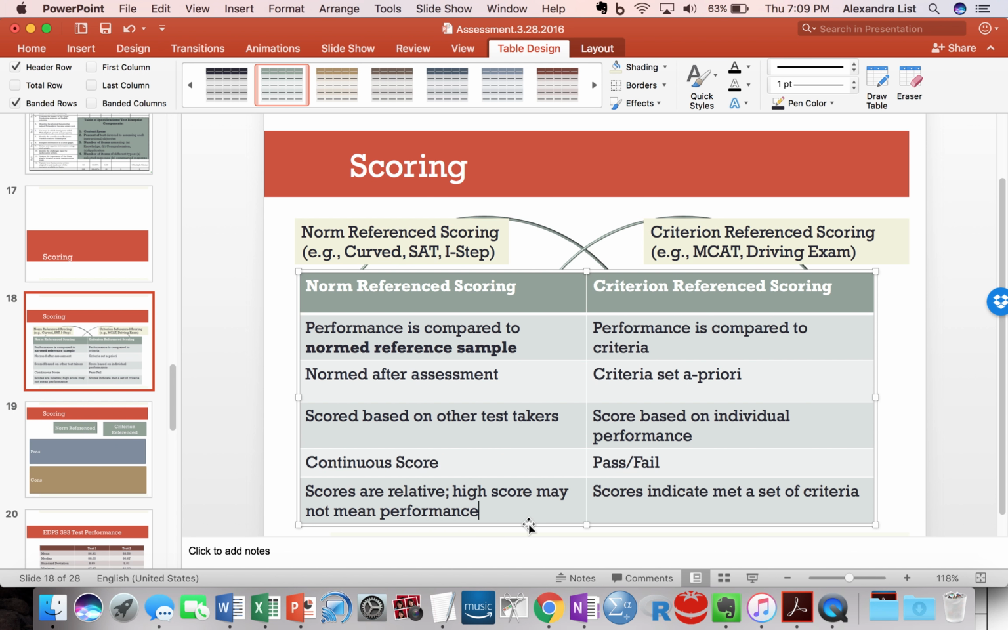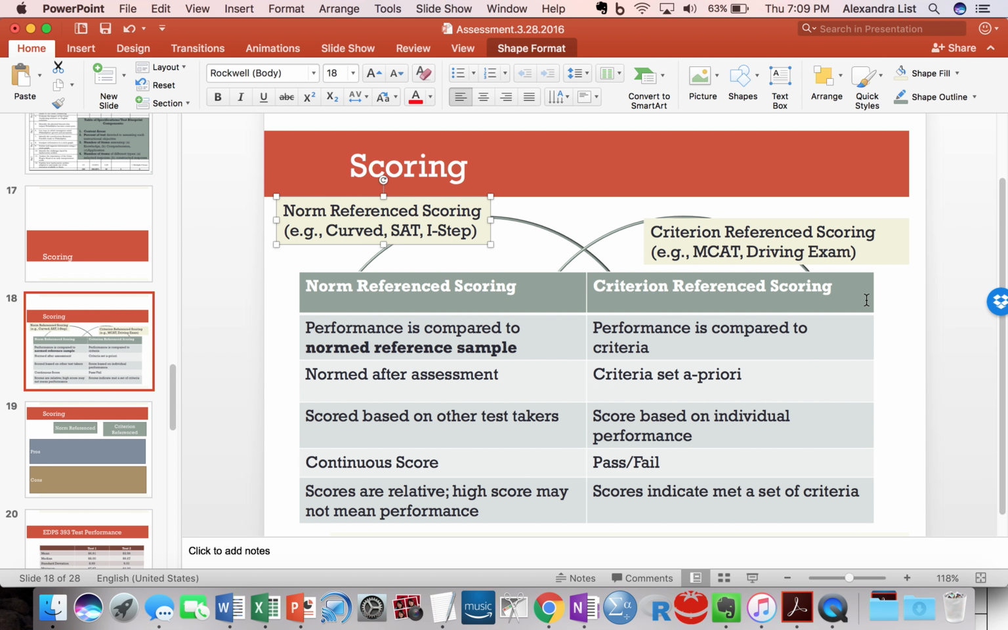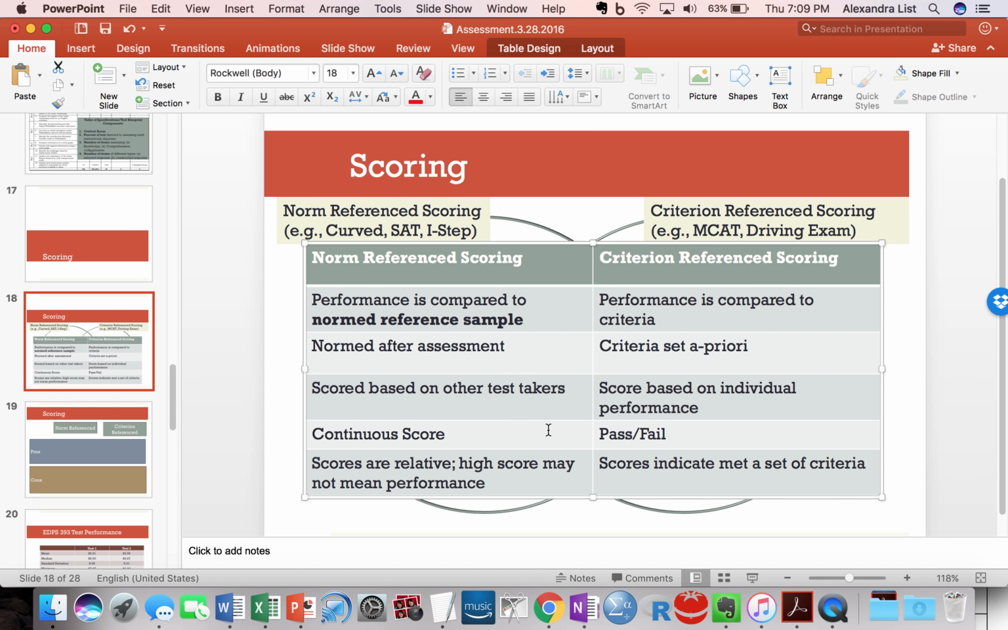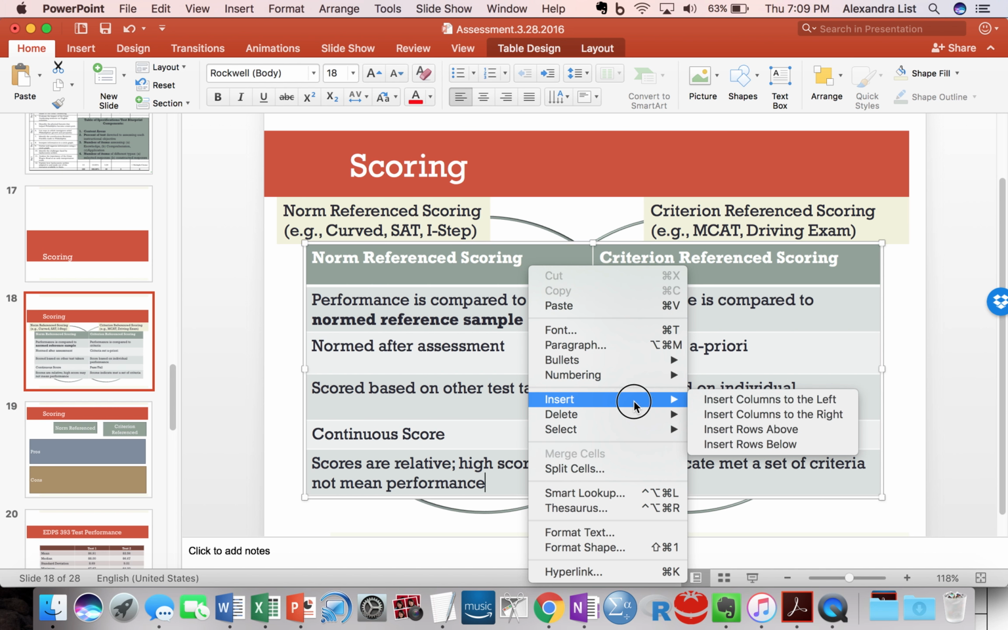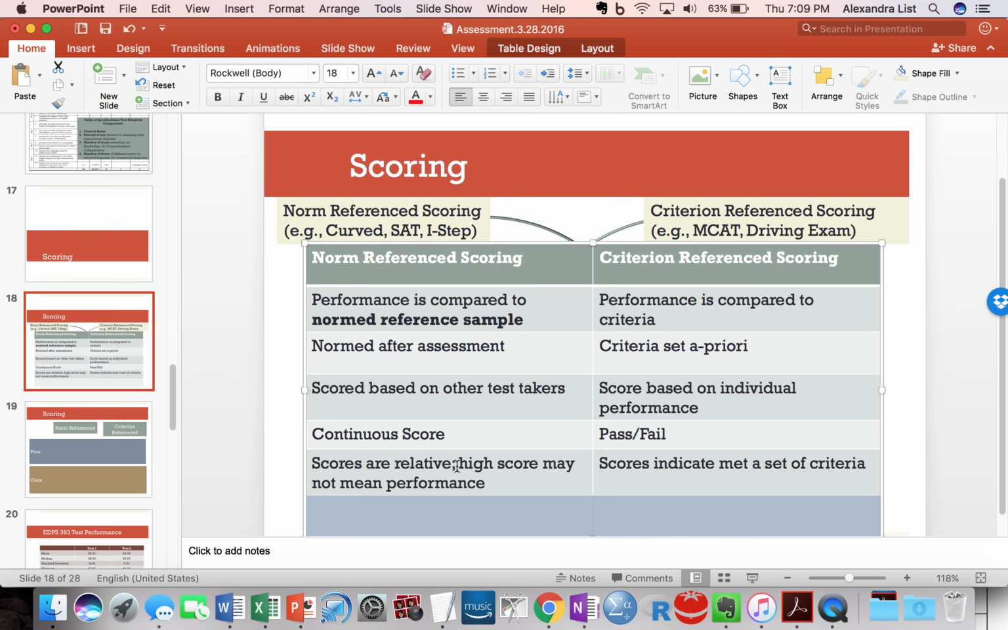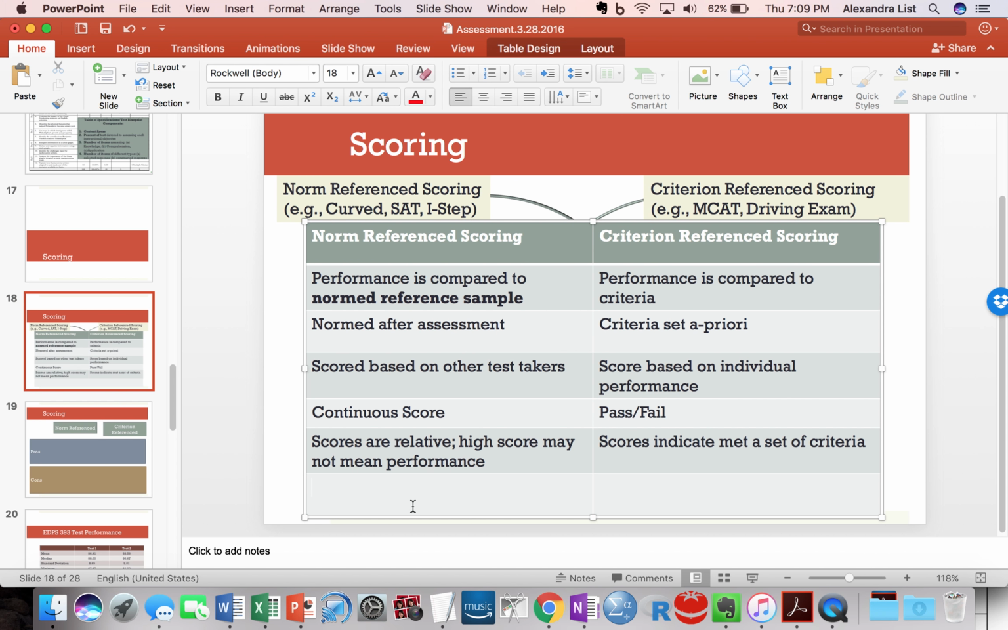In other words, if everybody else did poorly on the test, my score may be inflated because of that, but I may not have done very well on the test, kind of objectively speaking. And so what that means is kind of the reverse of that. Let me pull all this up. Is that when we're talking about norm reference scoring, it can potentially exaggerate differences in performance.